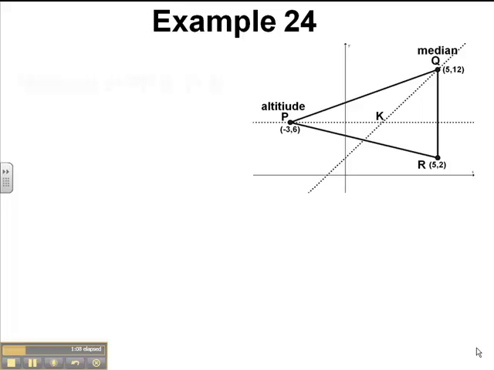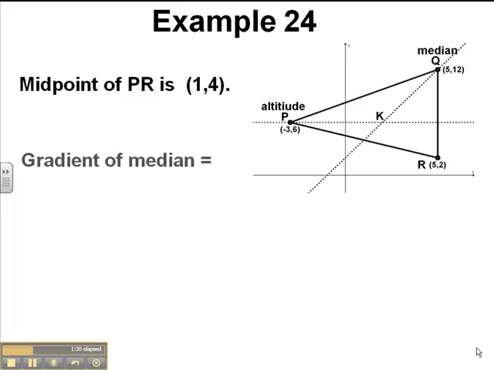PR. Now to calculate midpoint, we add up the x coordinates of the 2 points, divide by 2, and we add up the y coordinates of the 2 points and divide by 2. So using P and R, the midpoint of PR will be 1, 4. This allows us to calculate the gradient of the median using the point 5, 12, that's the point Q, and the midpoint, which is 1, 4.